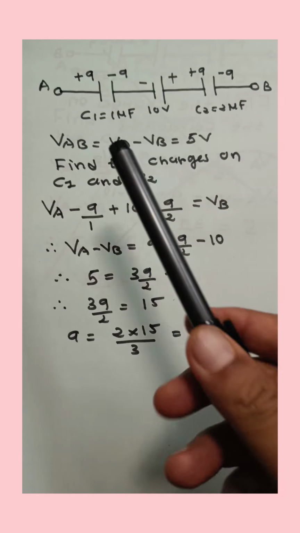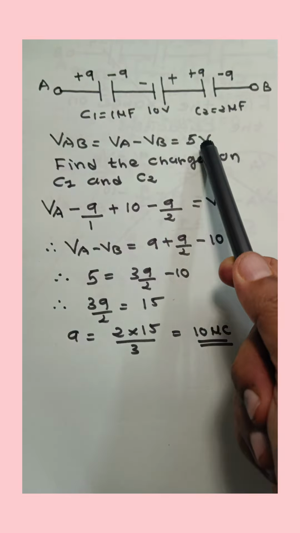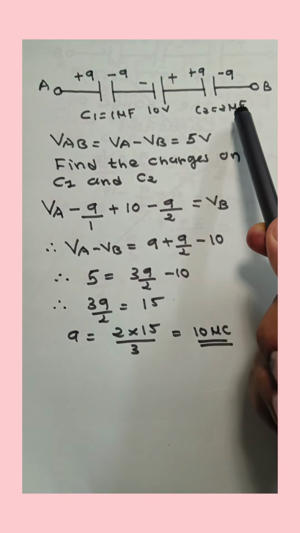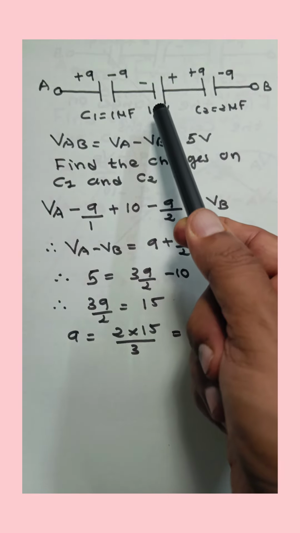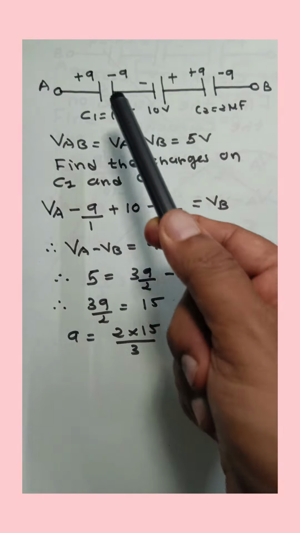In the given circuit, the potential difference between points A and B, VAB, meaning VA minus VB, is given as 5 volt. C1 and C2 are 1 microfarad and 2 microfarad. The EMF of the cell is 10 volt. Then find the charges on C1 and C2.